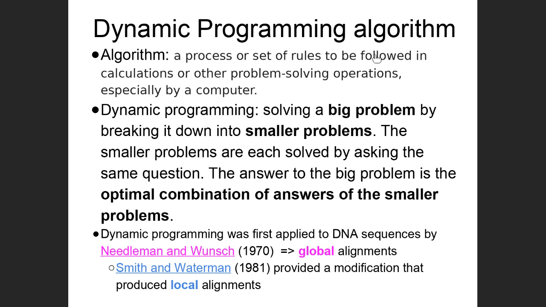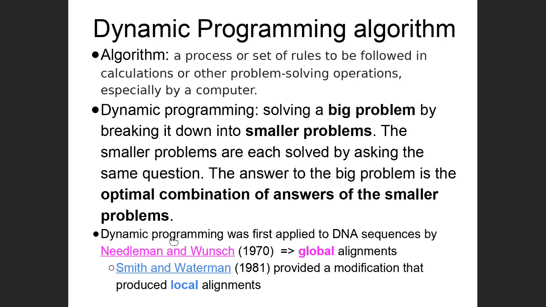So the dynamic programming algorithm is solving a big problem by breaking it down into smaller problems, and then the overall answer is the combination of the smaller problems. I have said this probably 3 times by now, so that you know what that means. It's kind of a big deal to be able to define dynamic programming.